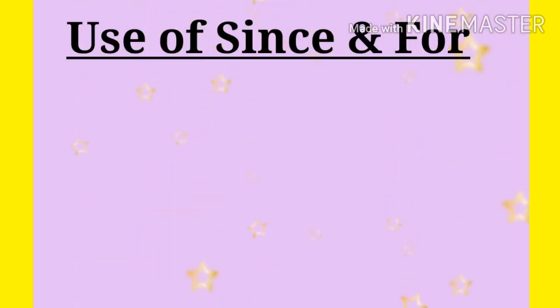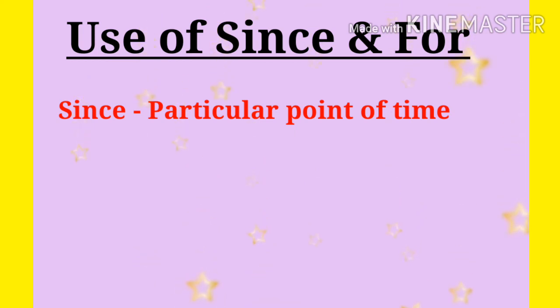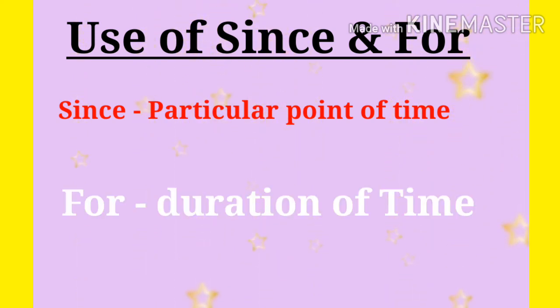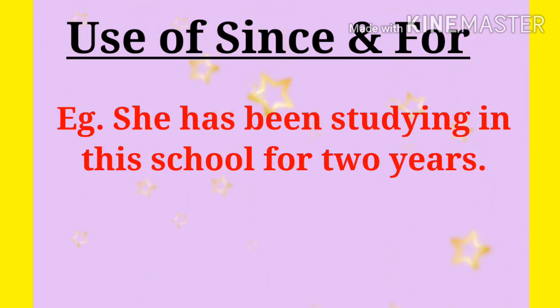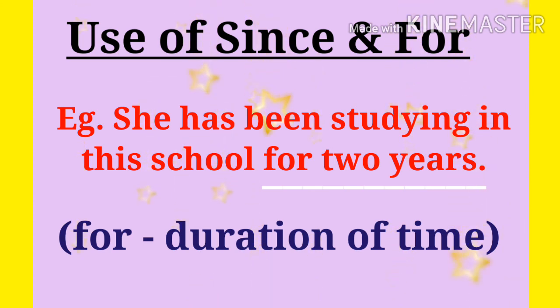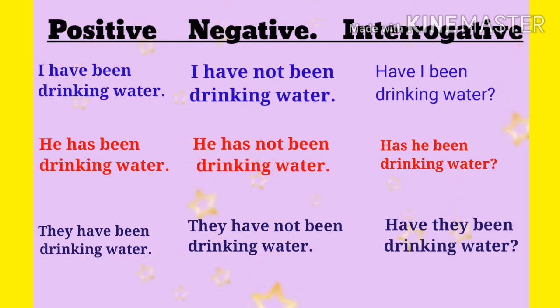The most important thing you have to keep in mind in this tense is the use of since and for with the helping verb has been, have been, first verb and ing. Students, since is used for a particular point of time, while for is used for duration of time. See the example. She has been watching a movie since 10 o'clock. Use of for: she has been studying in the school for 2 years. Here, exact time is not mentioned, so that's why for is used. See a few more examples on your screen.